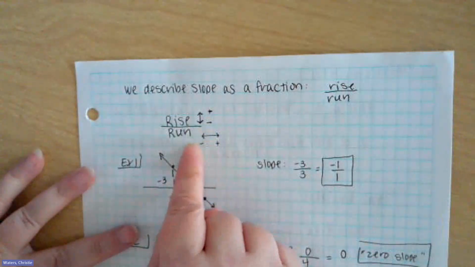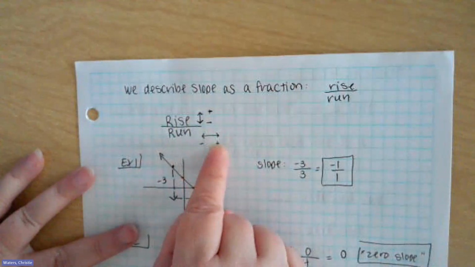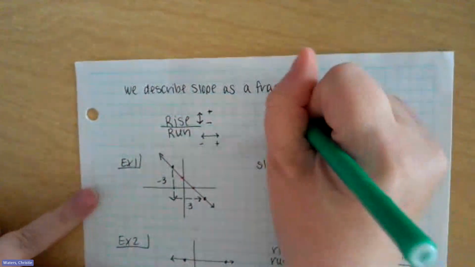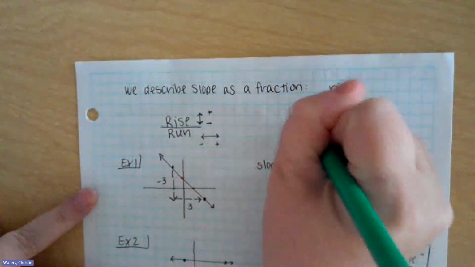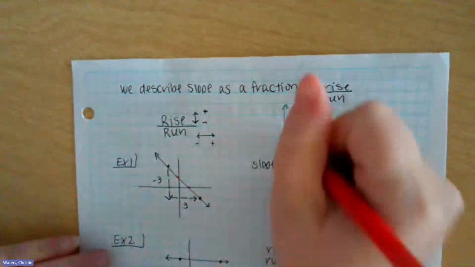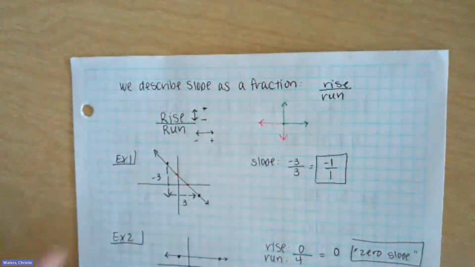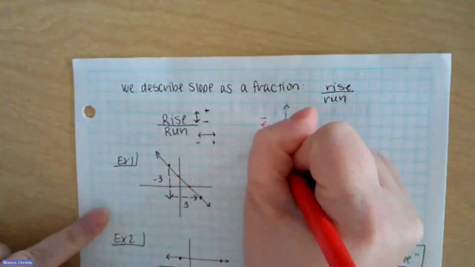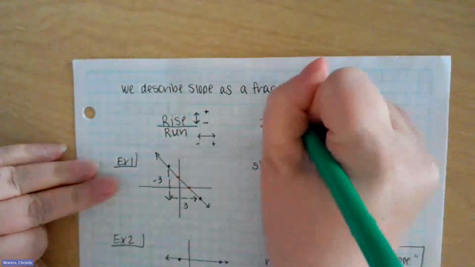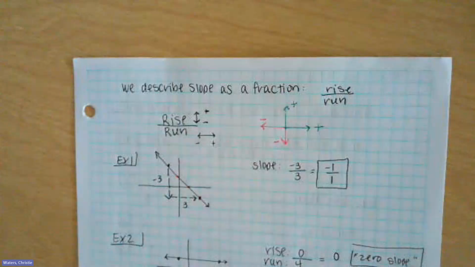The run can go left or right. When we go left, we use a negative number. When we go right, we use a positive number. Sometimes I like to draw this little graphic. I always have lots of different colored pens with me, so it's nice to color code things, but you could just do this in pencil also. I use green and red for positive and negative. These are both negative directions, and these are both positive directions. Up and right are positive, down and left are negative.